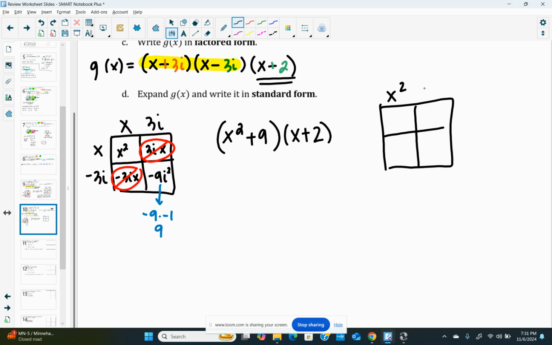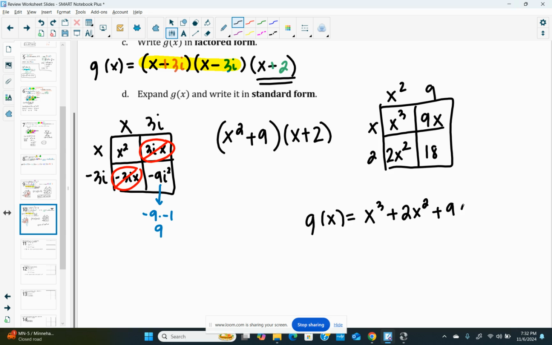So we have x squared plus 9 times x plus 2. So we get x cubed, 9x, 2x squared, and 18, none of which are like terms. So I'll take them out and write them in standard form. So x cubed plus 2x squared plus 9x plus 18.